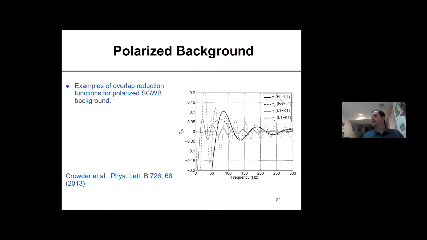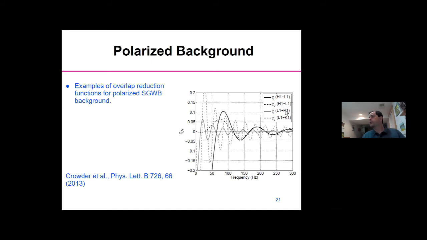Gamma I, remember, is the original unpolarized overlap reduction. So that's in this case for Hanford-Livingston, that's this solid black curve. You see the gamma V, which is the black dashed curve, is different, especially at low frequencies. So gamma V encodes the presence of polarization for this particular detector pair for Hanford and Livingston.